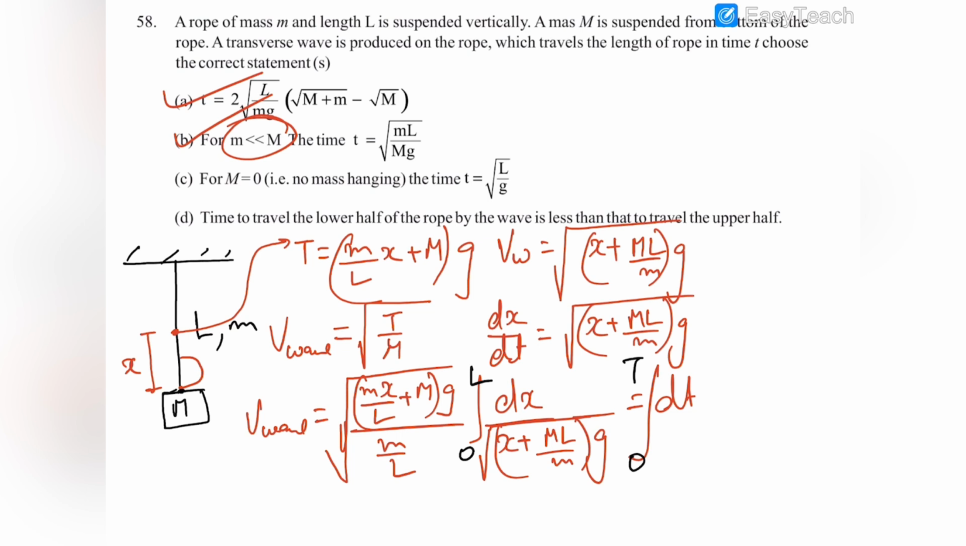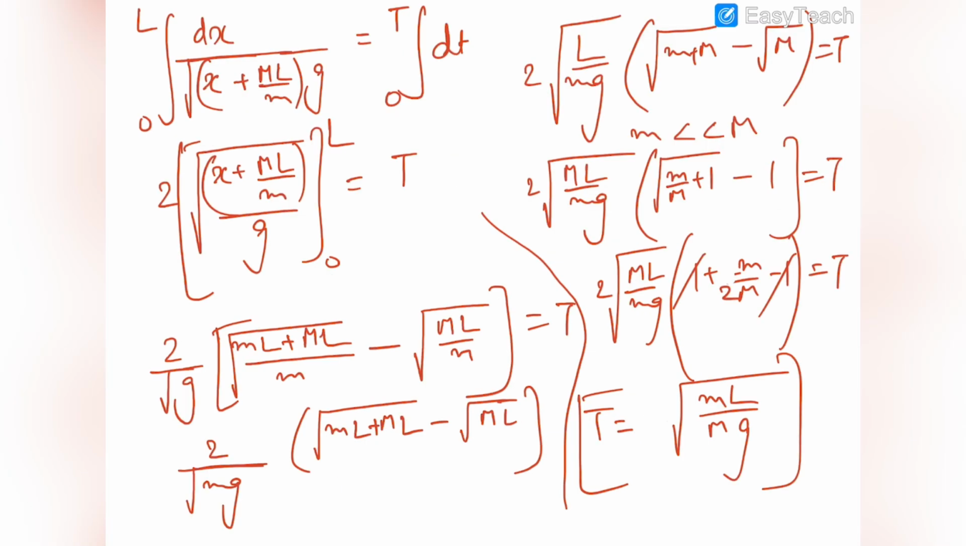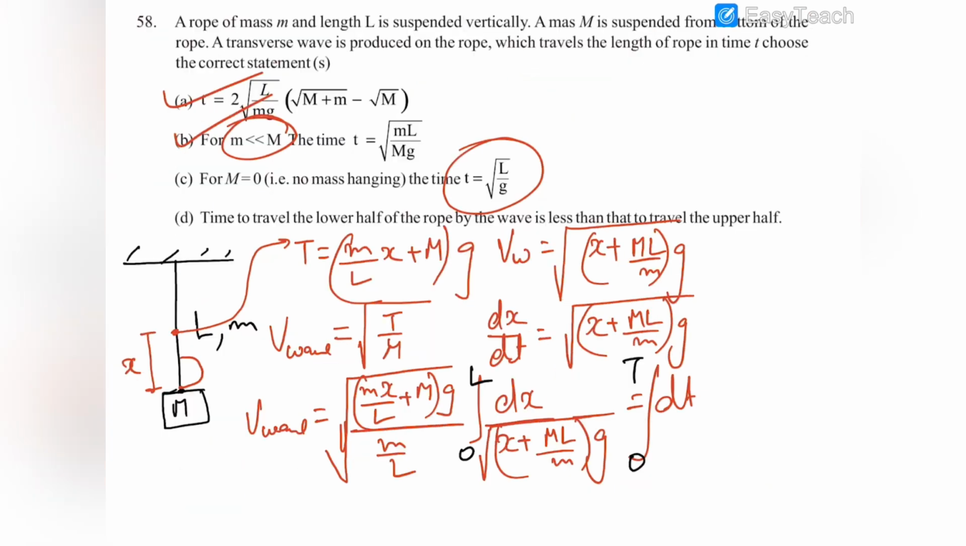Now if m is 0, the time would be this. So let us check that if m is 0, you can substitute m as 0 here. Then there will be a difference of 2, which is not given in the question. So C is incorrect. And the time taken by the wave to travel in the lower half of the rope will be less than the time to travel in the upper half.